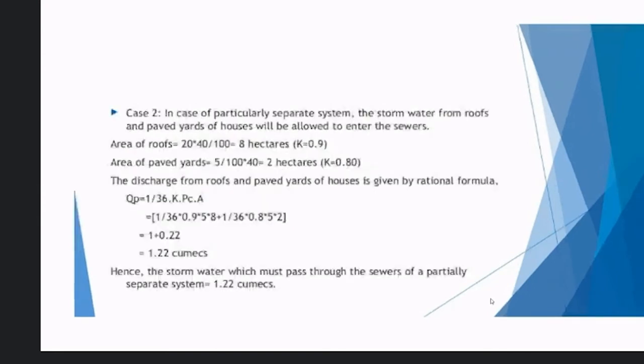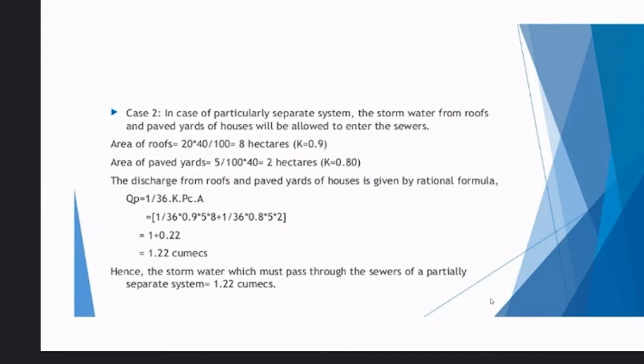And for the case number 2, in case of partially separate system, the stormwater from roofs and paved yards of house will be allowed to enter the sewers. So area of roofs equals to 20 multiplied by 40 over 100 equals 8 hectares. The value of the K is 0.9 and area of paved yards equals 5 over 100 multiplied by 40 equals 2 hectares. The value of K is 0.80.